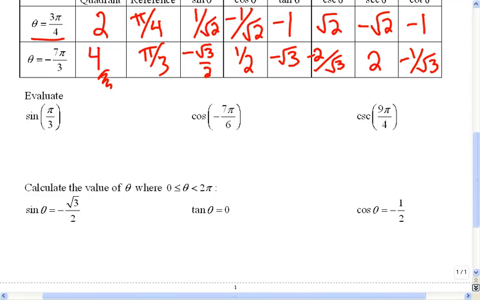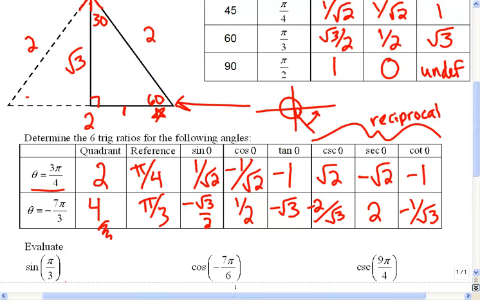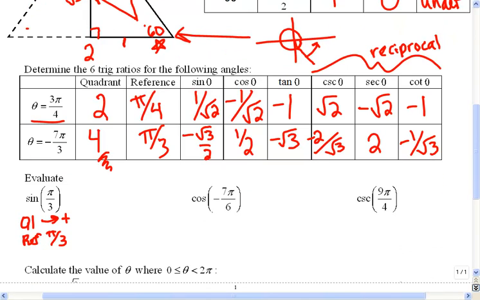The reference angle is pi over 3. The quadrant is 1. So now we have enough information. It's going to be a positive, and it's pi over 3. So 60 degrees makes it root 3 over 2. And we would get an exact value here of positive root 3 over 2. Okay, so you try those next two and see what you can come up with for exact values.